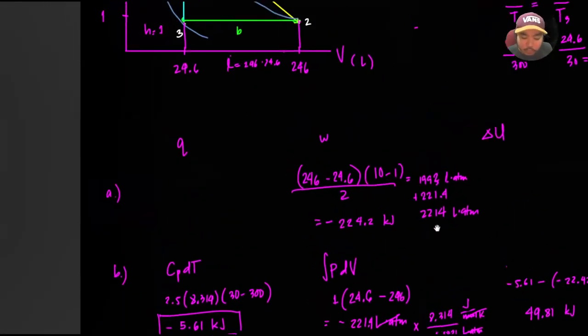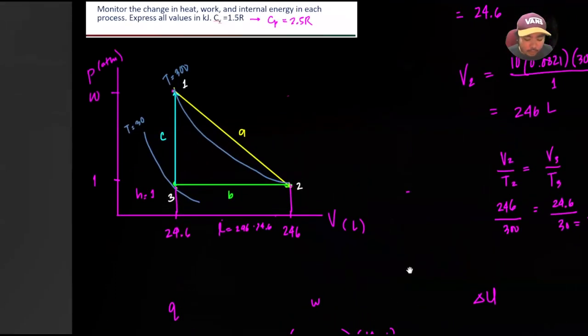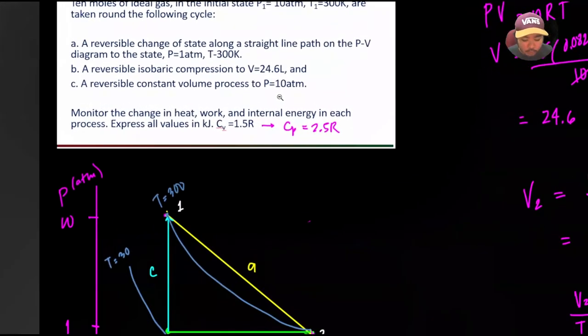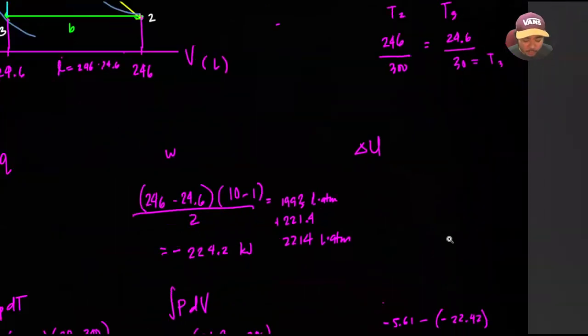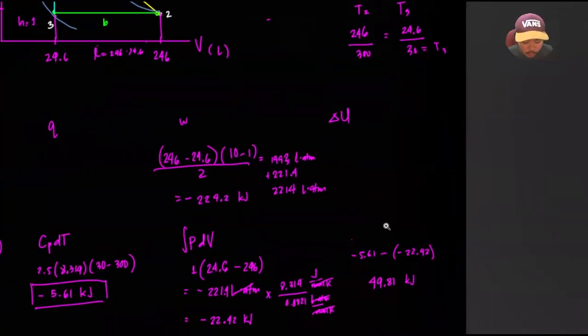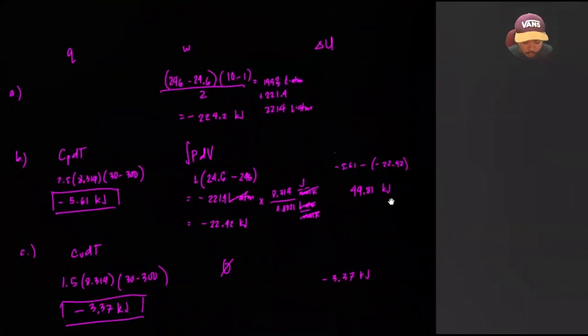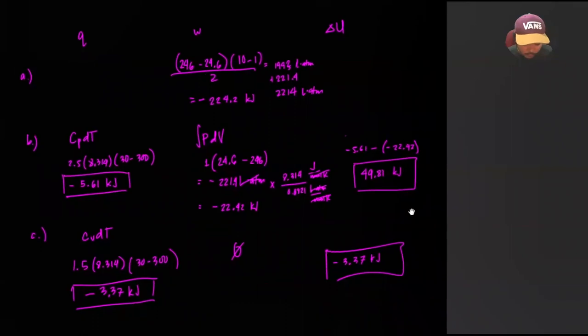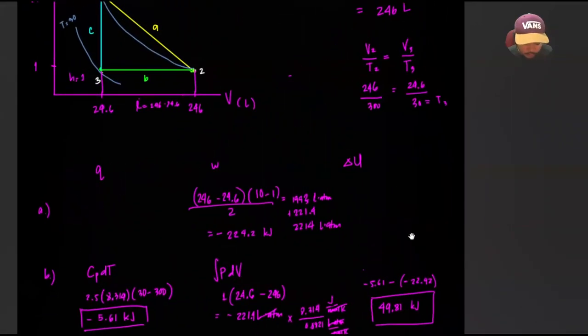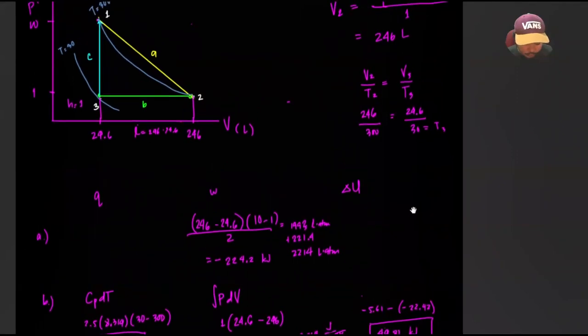Okay, so does it have heat? I don't think meron tong heat, no? Reversible state change and path. Wala tong heat involved. So this is purely a pressure volume type of work, no? So if we compute that, dapat tama ba yung mga na-compute natin lahat? Because this should add up.